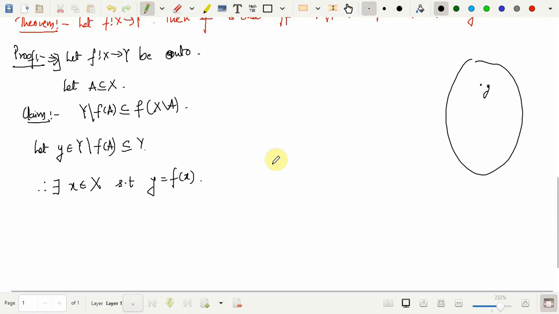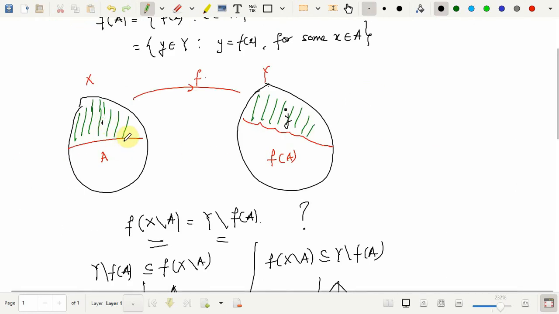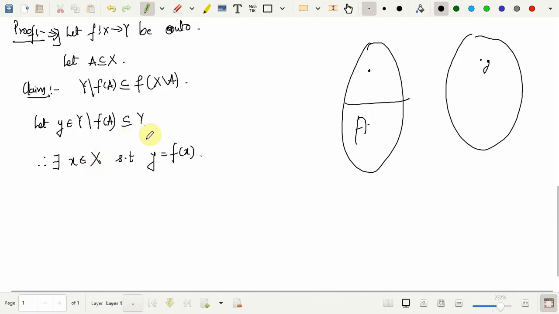Okay, so now if I can show that this x is not in A, that is, if this is A, then if the pre-image for this y is coming from this part, then I am done. So if x belongs to that part, then definitely f of x has to come from f of X difference A. Okay, so we need to show that this x is not in the set A.